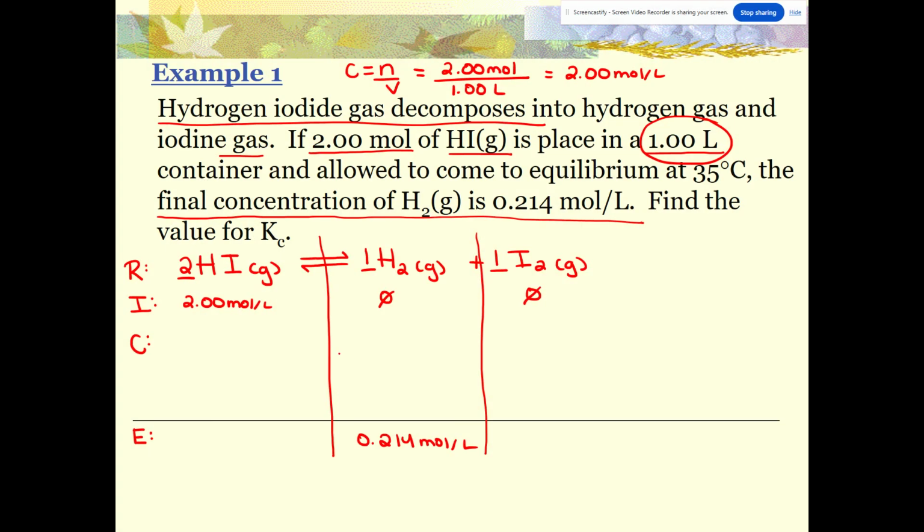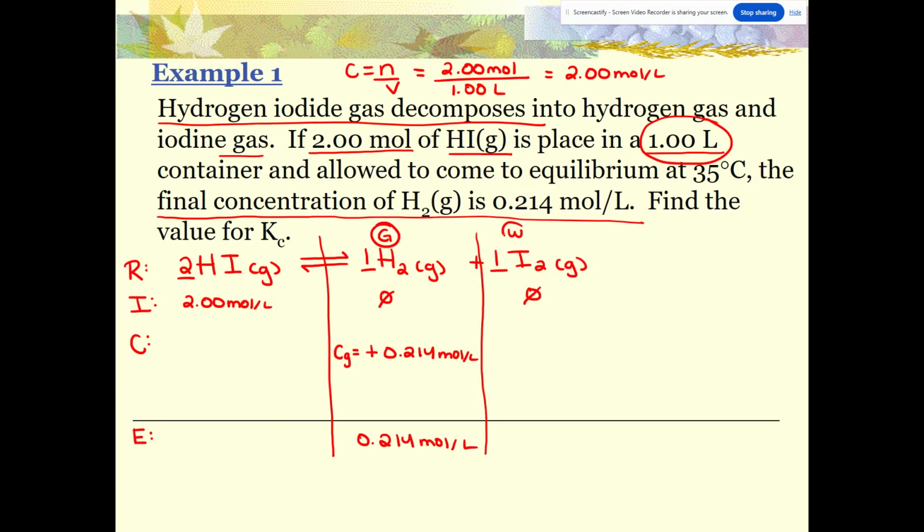So the change was that, and I'm going to call this my concentration given. The change is that it went up by 0.214 moles per liter. This is my given: I was given its equilibrium concentration, I knew its initial, so I found the change. I'm going to do that to the other species of my reaction.